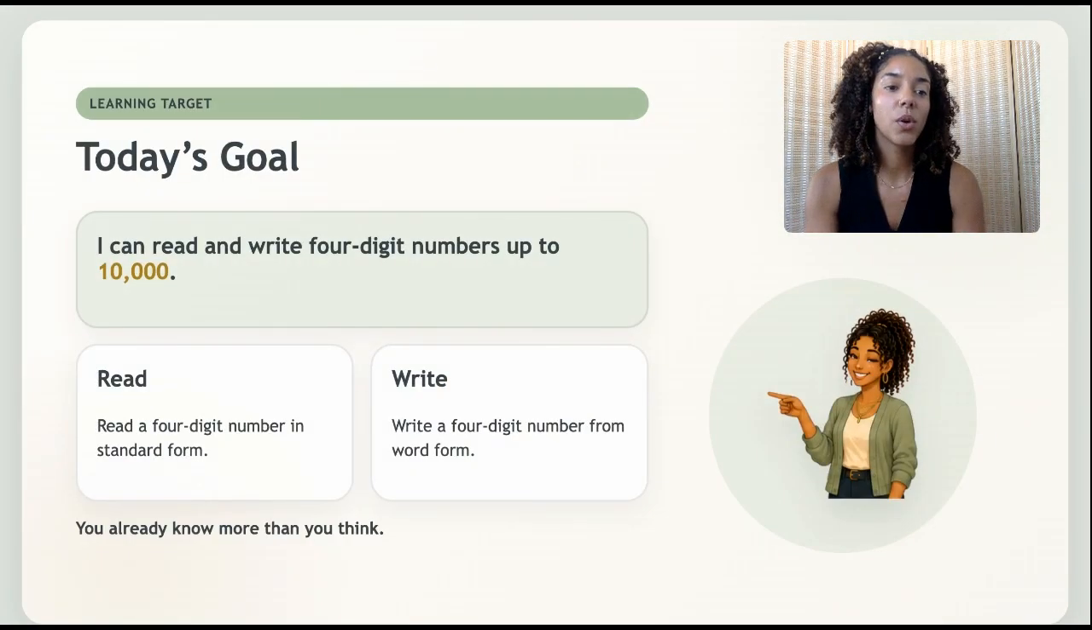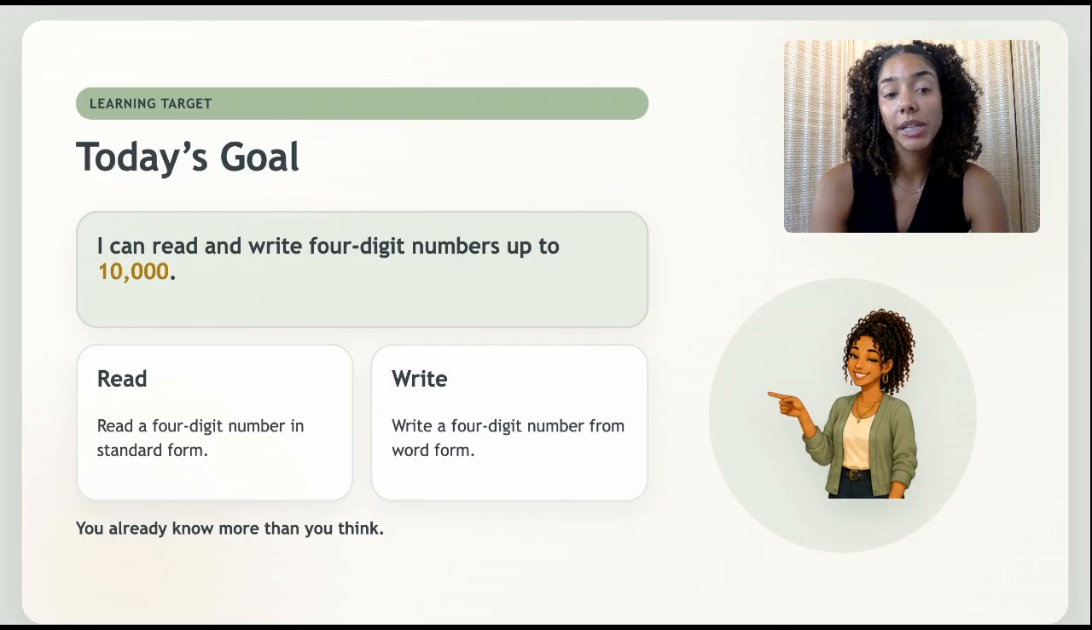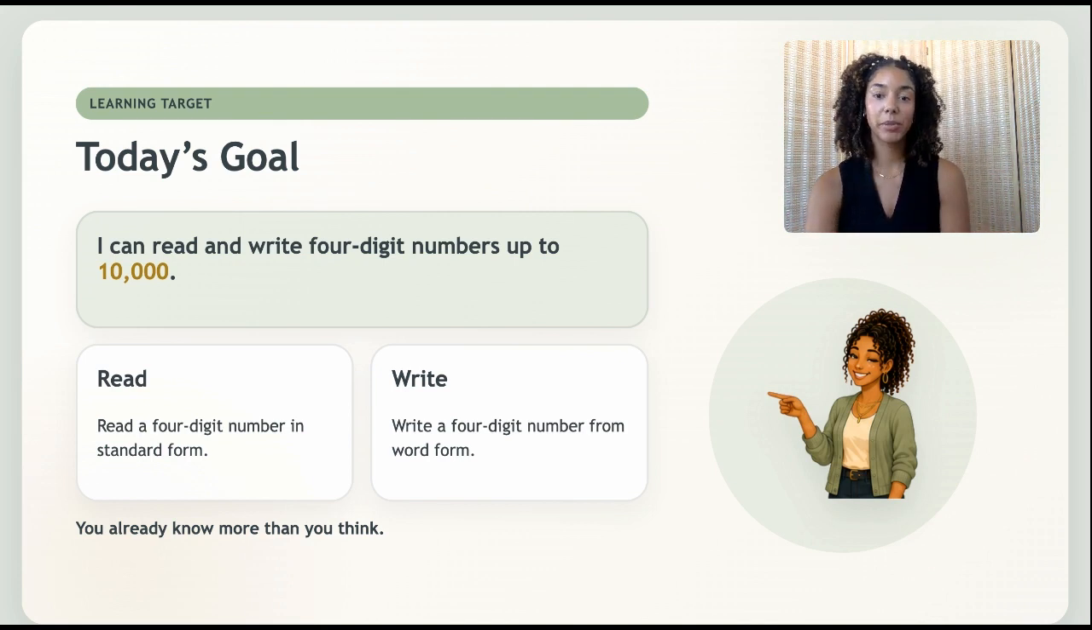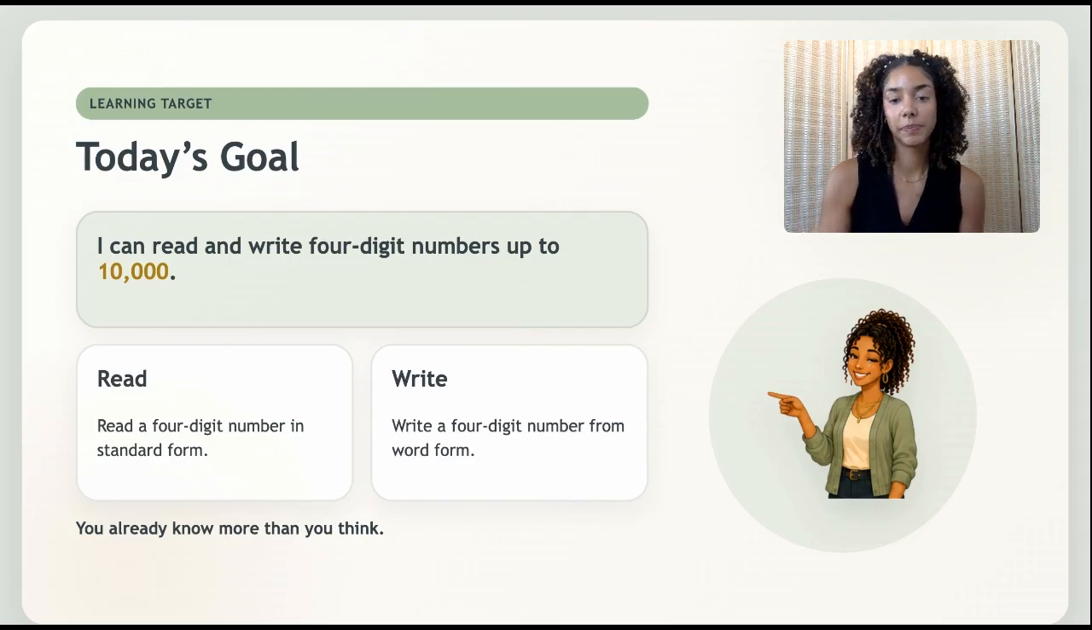For today's goal, our learning goal is I can read and write 4-digit numbers up to 10,000. Reading means that you can look at a number with written digits and say it correctly. I can also hear or read a number in word form and write it using digits. We will be using thousands, hundreds, tens, and ones to help us. You already know more than you think.